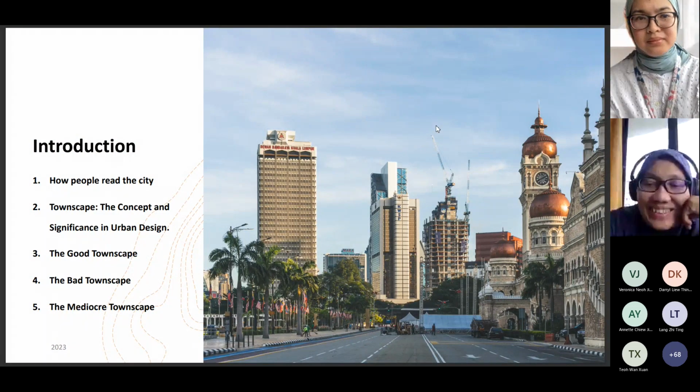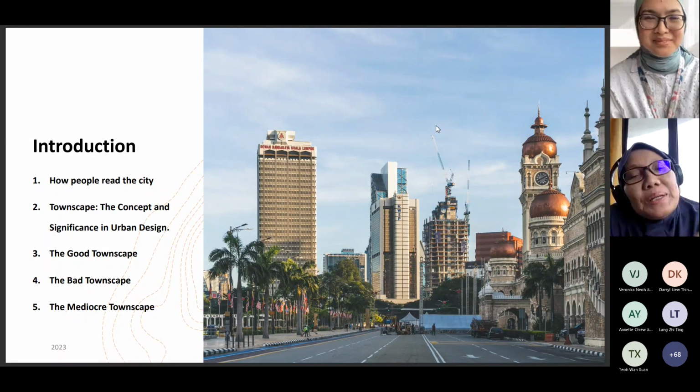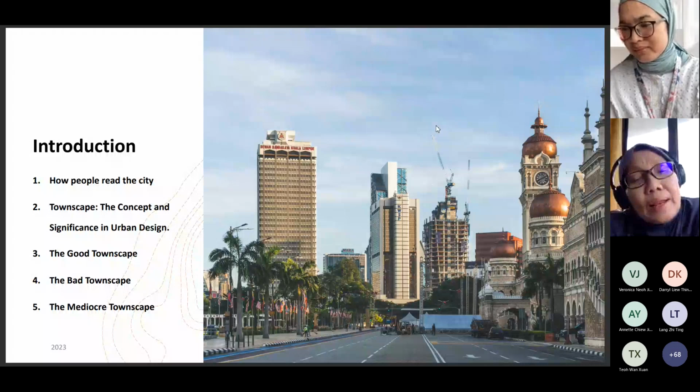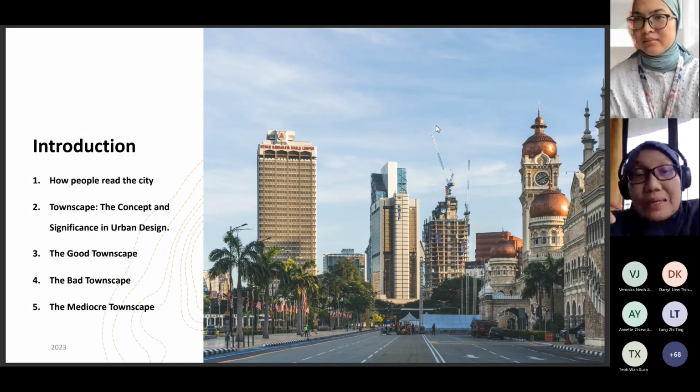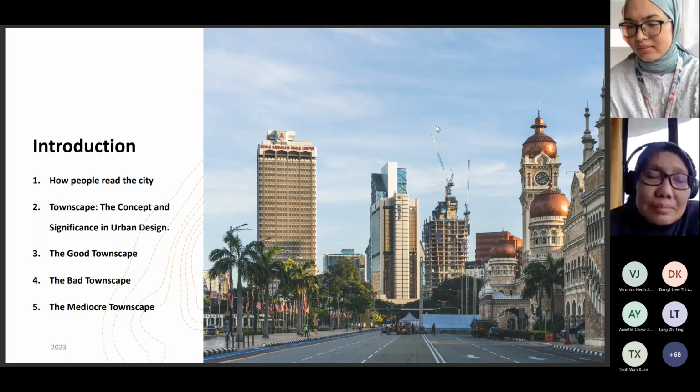Being a former lecturer, it's easy for me to plan what I'm going to talk about, because otherwise, if you give me two hours to talk about townscape, it will be going all over the place. So what we'll be discussing first is an overview of how people read the city, why it's important to understand how people read the city, and how that is related to townscape. Then I will discuss townscape, a very general discussion on the concept itself and its significance in urban design, why it's so important if you are doing an urban design exercise or studying urban design to understand what is meant by townscape as a concept. Then we look into the good townscape, the bad townscape, and the mediocre townscape before I wrap up in the conclusion.